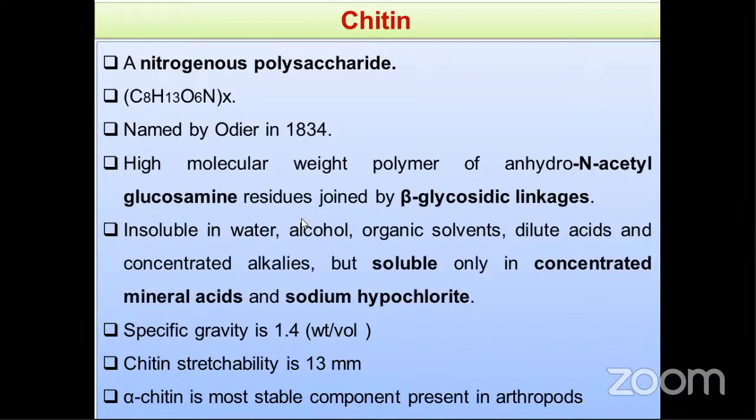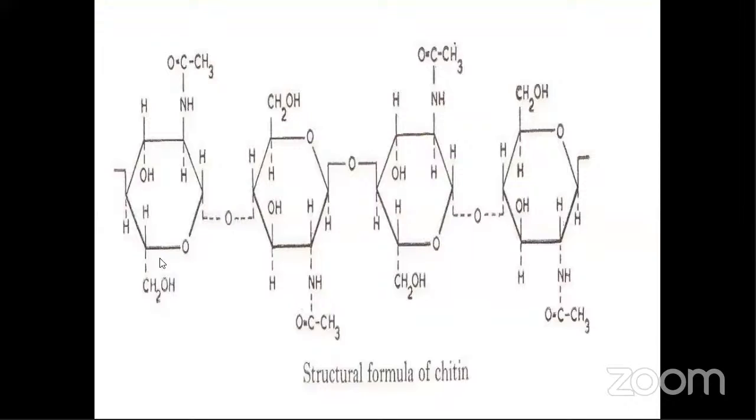So different types of chitin are there: alpha chitin, beta chitin, gamma chitin. Among those, alpha chitin is the most stable component, present in all the portions. In competitive examinations, they will ask which type of chitin: alpha, beta, gamma. Only alpha chitin is the stable component. You can see this is the structural formula of chitin.